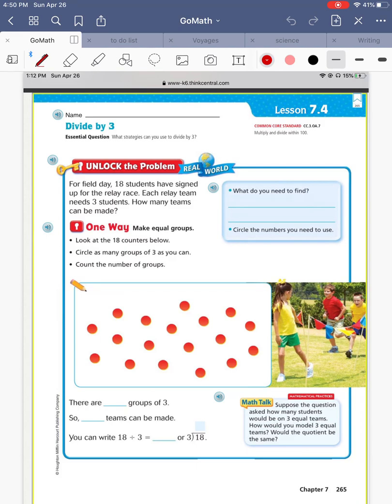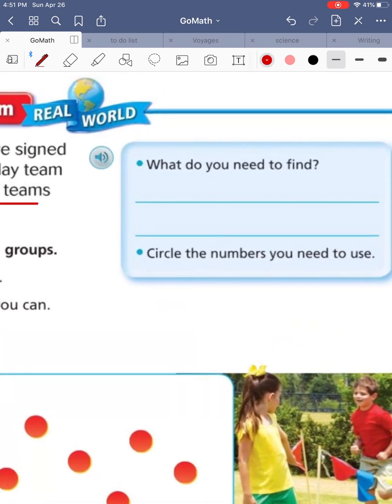For Unlock the Problem, it says, for field day, 18 students have signed up for the relay race. Each relay team needs 3 students. How many teams can be made? What do we need to find? We're trying to find how many teams can be made. So write that on the lines.